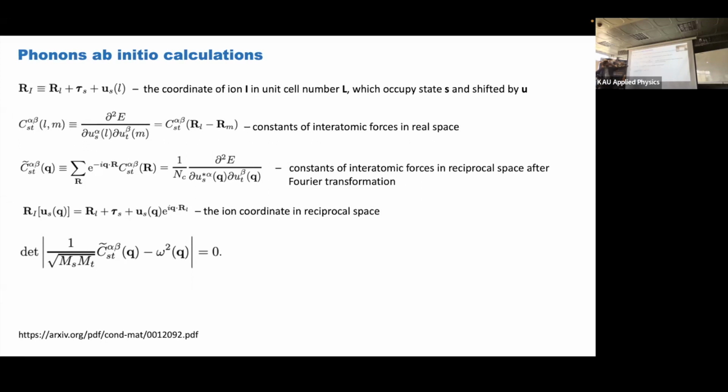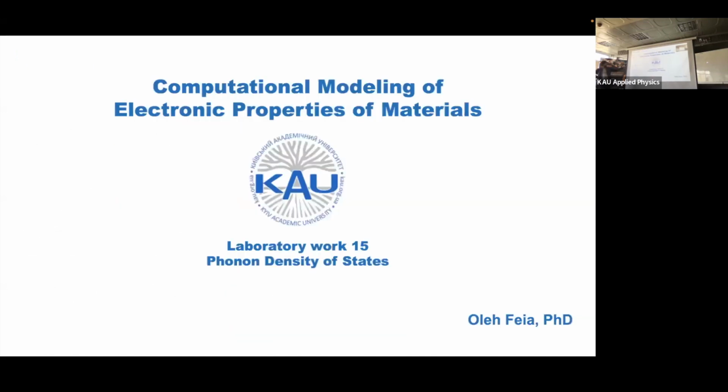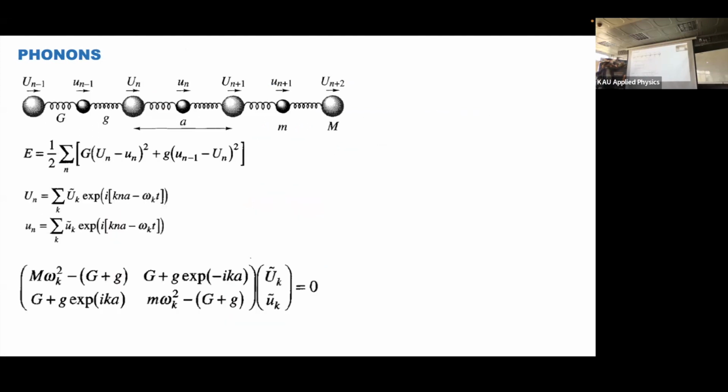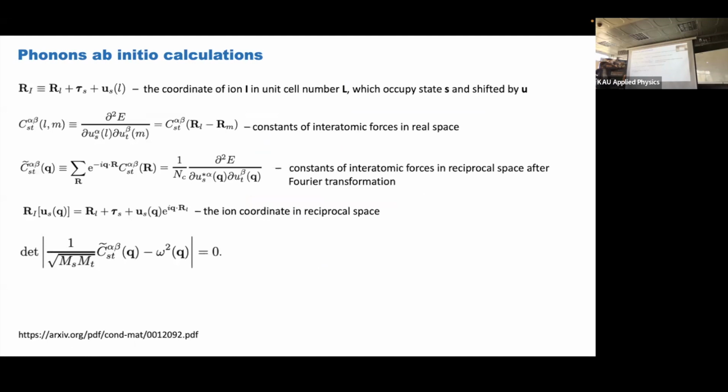Then we can calculate the constants of interatomic forces. What are these constants? They are just the second derivative of energy. If we compare with our simple case, this is J for the one-dimensional case. For two different atoms, it is big G and small g. And here for n dimensions, we have this matrix. So these are the constants of the interatomic forces between atoms. Between each pair of atoms, we have these constants.